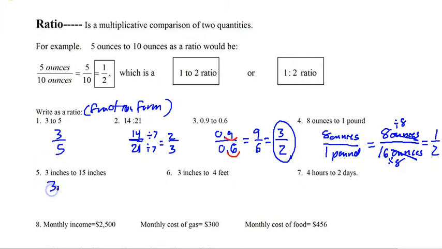So we have 3 inches to 15 inches. These are the same units, which means we can cancel them. And then 3 and 15 will reduce into 1 to 5. So 3 inches to 15 inches is the same as a 1 to 5 ratio. And the reason this is nice is you can now say it's a 1 yard to 5 yards, or 1 mile to 5 miles. You can put any distance you want up there, top and bottom, same distance, and it'll give you that same ratio.